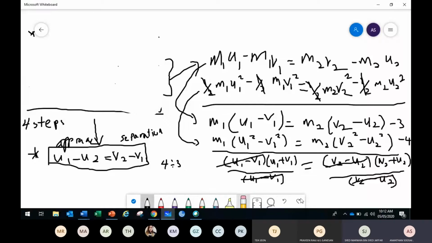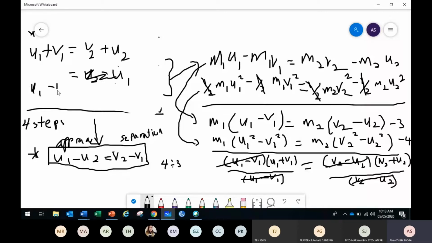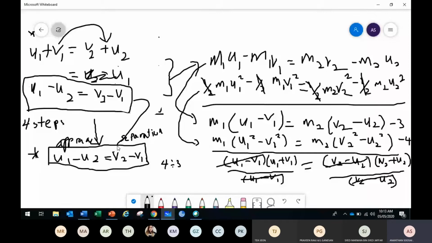Okay, so right here you get U1 plus V1 equals V2 plus U2. Now bring the U2 to the other side, to the left. So you get U1 minus U2 equals to, bring the V1 from the left to right, so it becomes minus V1. So you get the equation: relative speed of approach equals relative speed of separation. U1 minus U2 equals V2 minus V1.